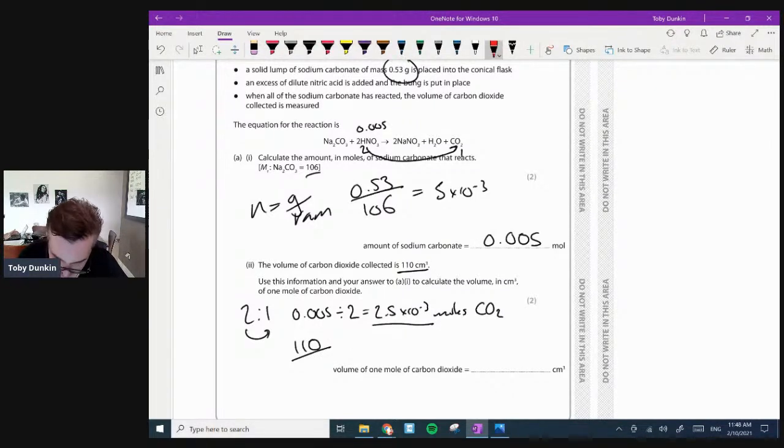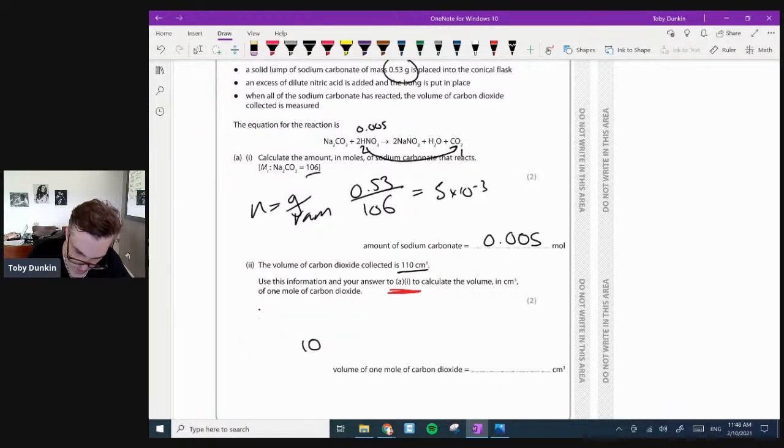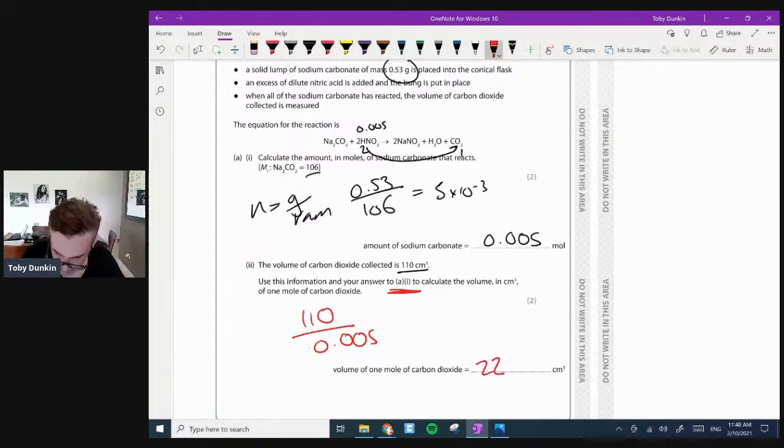Use the information and your answer to calculate the volume in centimeters cubed of 1 mole of carbon dioxide. It doesn't make sense. It's a 2-to-1 ratio. You should make half the number of moles of CO2. I don't like that at all. Use your answer to part A. All right, 110 divided by 0.005. I feel like that's not okay. 0.005, and you get 22,000.